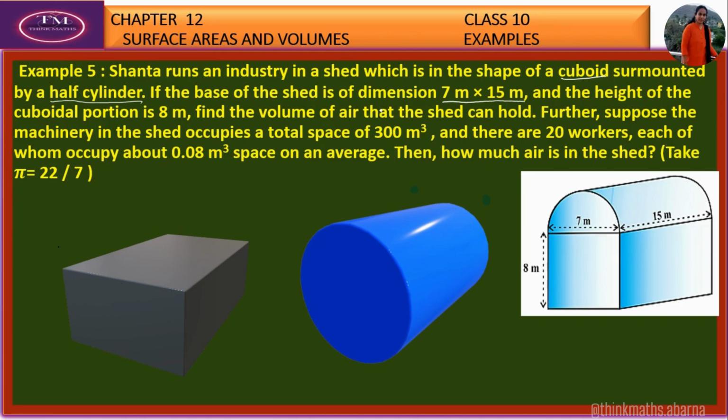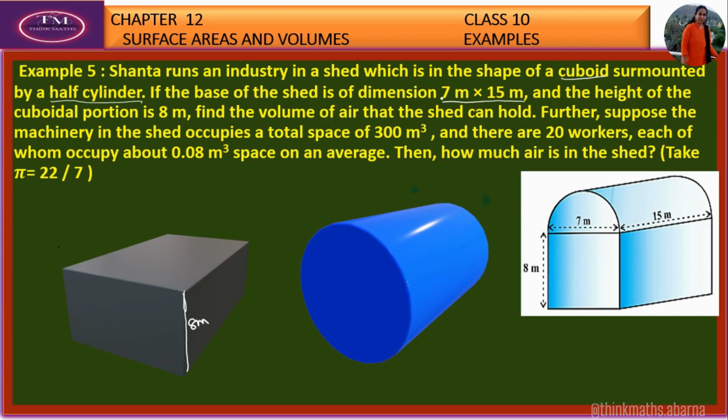And the height of the cuboidal portion. So this takes the shape of the cuboid. So its dimension is given as 7 meter into 15 meter, and this is the height. The height is given as 8 meter.